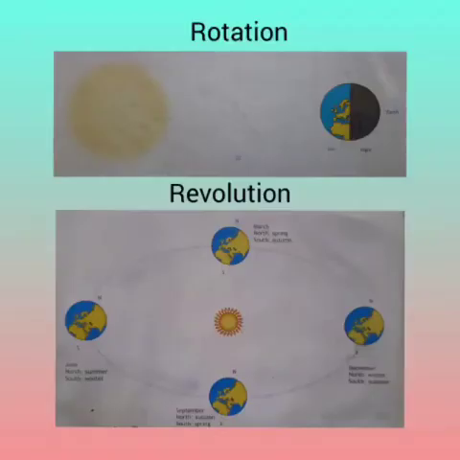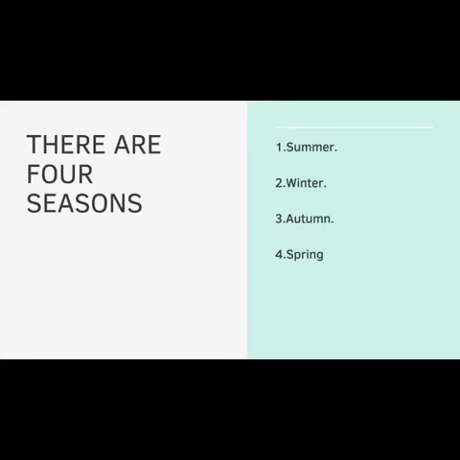Next is how the earth moves. The earth is always spinning round and round. The spinning of the earth is called rotation. The earth takes 24 hours to complete one rotation. The movement of the earth around the sun is called revolution. The earth takes 365 days and 6 hours to complete one revolution.